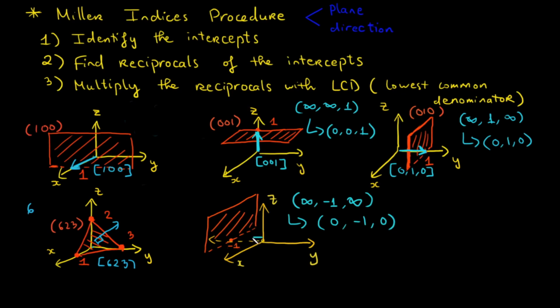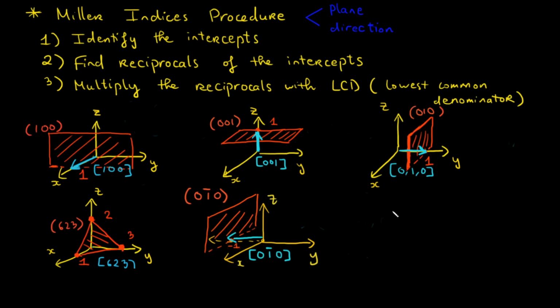Therefore, our directional vector is gonna point in this direction. And here's one thing to note. If you have a negative number, you won't use -1 in the directional notation, but you're gonna use 1 with a bar on top. Therefore, we're gonna write 0, 1 with a bar on top, and 0, and we have the square bracket outside. So if a number is negative, we're gonna have a bar on top of it instead of a negative sign before the number. And this plane right here is gonna be called (0 1-bar 0) with parentheses outside.